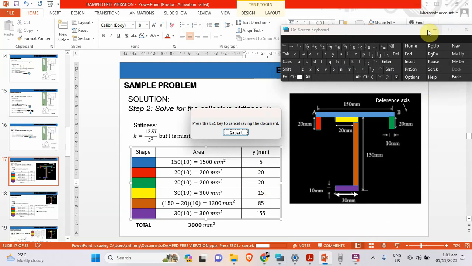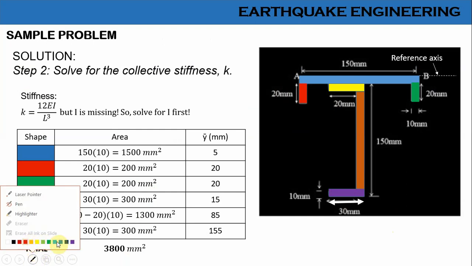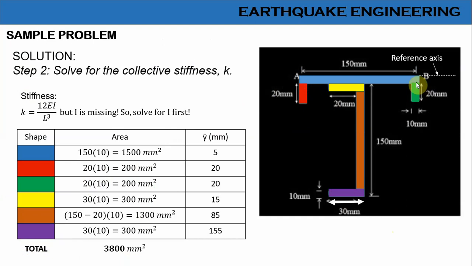Okay, let's continue. Yes, 20, understood. Next, this green: 20 times 10, 200. The centroid is half of 20 plus the 10 thickness, so 10 plus 10, 20. The yellow shape, this one: the total length is 30, so 30 times 10 is 300. The centroid location is half of 10 plus 10, so 5 plus 10, 15.